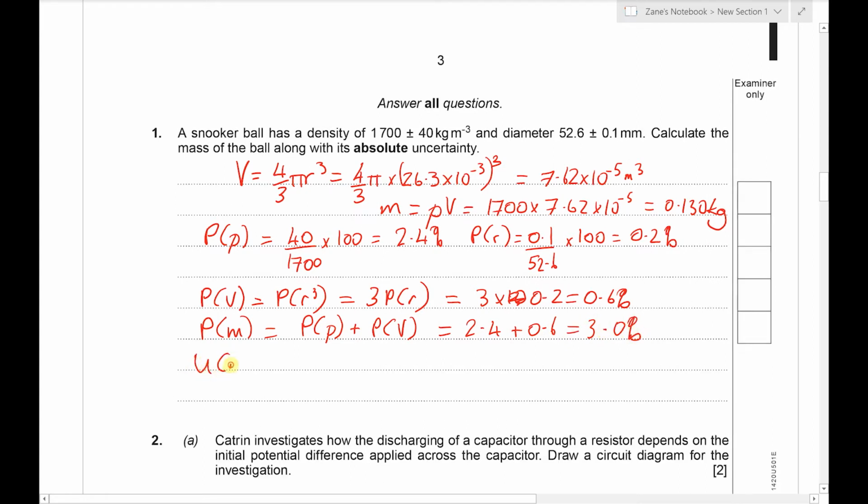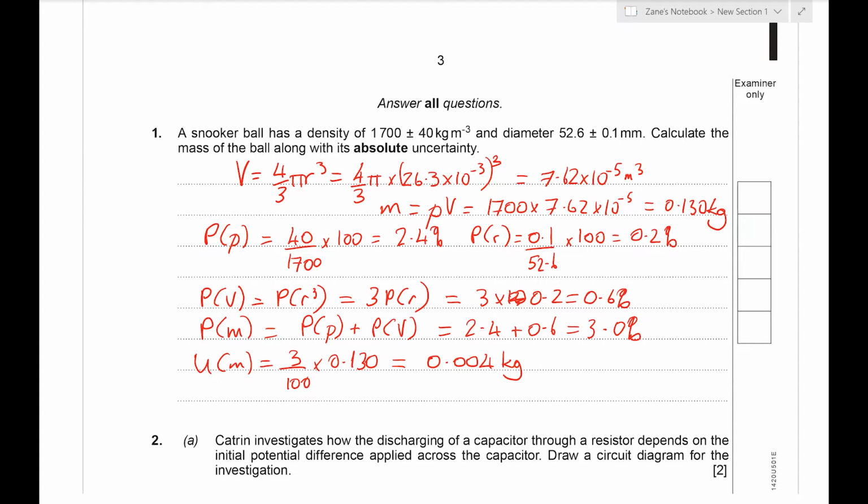To find the absolute uncertainty in the mass, we now simply find 3% of the 0.130 kilograms that we worked out in the very first part of our calculations, and that to one significant figure is 0.004 kilograms. And because it's a final answer, my advice is to write it to one significant figure. You could theoretically write it to 2, but certainly no more than 2.